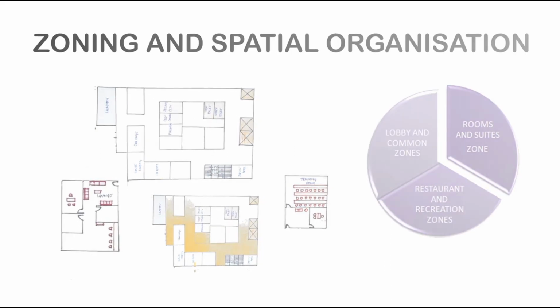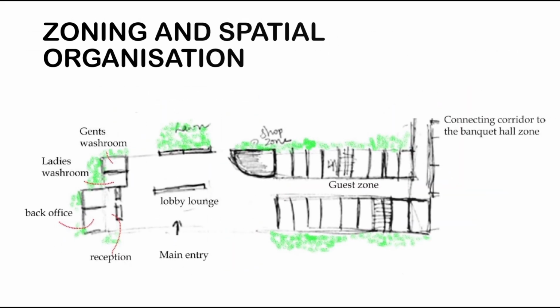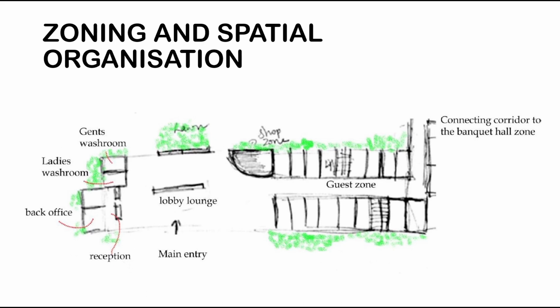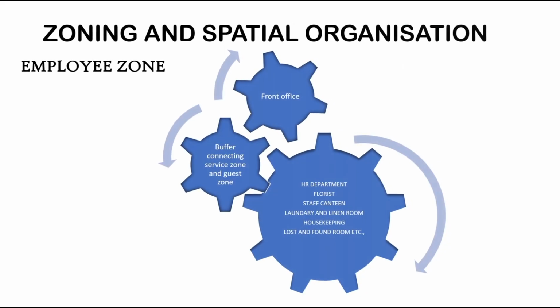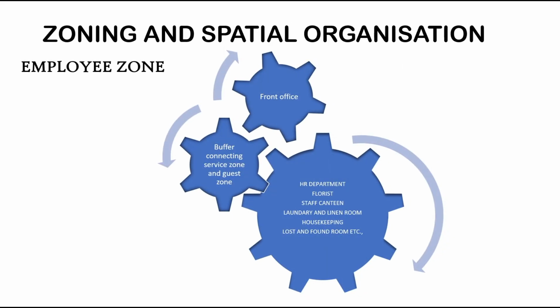Here I am showing you the main area, the lobby lounge, the guest zone. It's all just an example I'm showing, like how the two areas have been separated, still they are connected. And so this is for the employees, like these are all the different spaces present in an employee area and how they have to be kept, and how they have to be bubbled in the design.